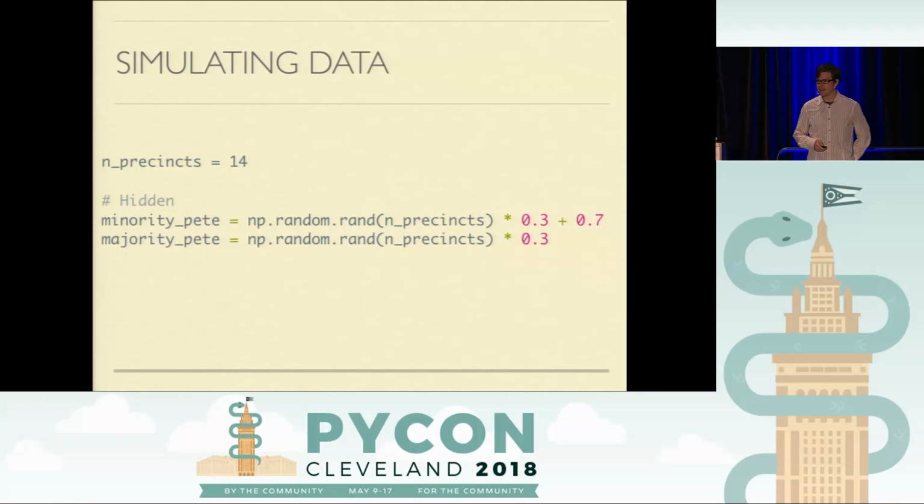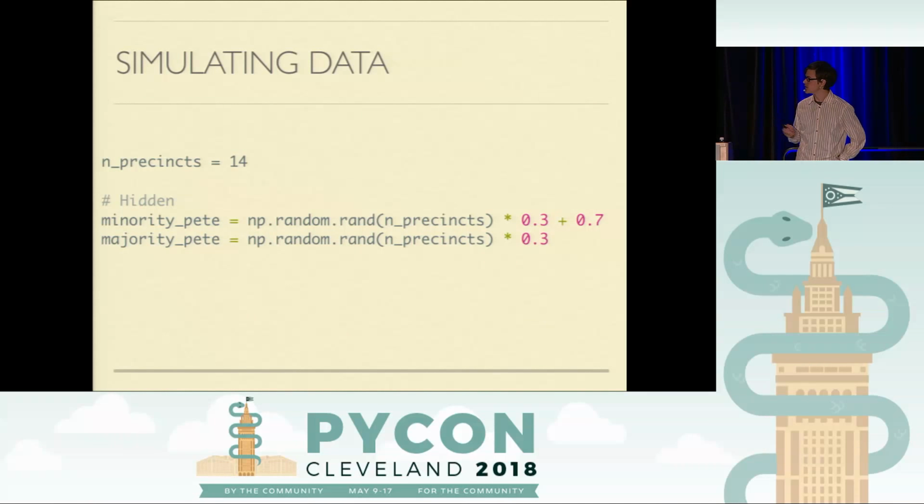So simulating data, we're going to use NumPy. So this is numerical Python. First, I'm going to set up a number of precincts. I chose 14 because that's the most precincts I could display on a single slide for you guys to look at later. The hidden values, these are the values that we're going to want to know later. So this is the percent of the minority group that votes for Pete and the percent of the majority group that votes for Pete.